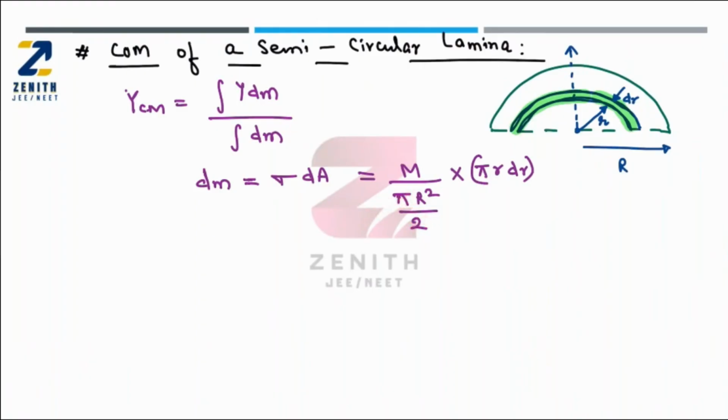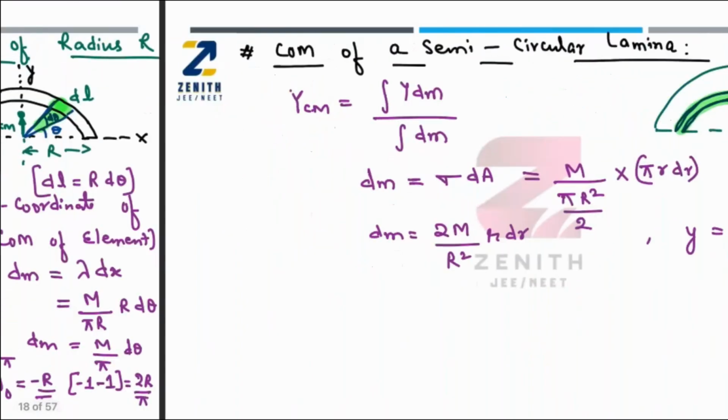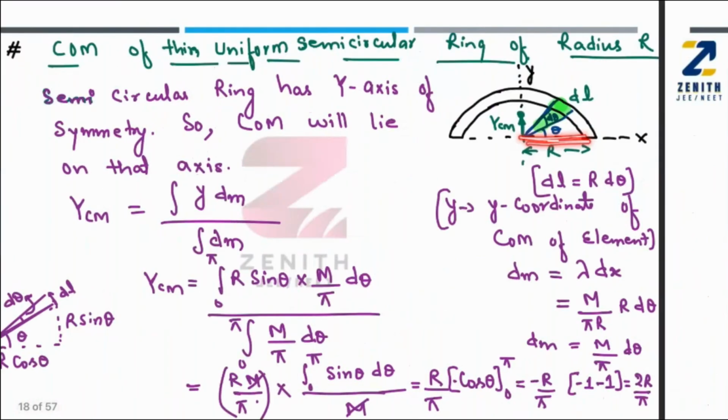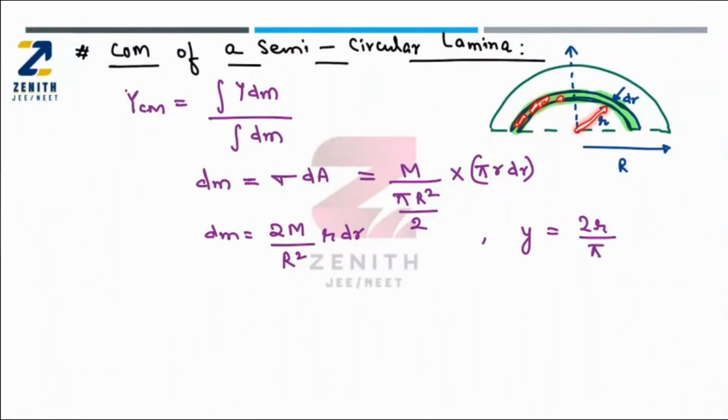Now, the dm mass you have calculated, which is nothing but 2m divided by r square, pi will cancel out, and this is r into dr. Now, what is the y? You already know for a uniform semicircular ring, what is this y value? Just now I have discussed, 2r by pi. Here I talked about the complete radius. Now I am taking a small ring at a radius of small r. That's why this r is used. So y is nothing but 2r by pi.